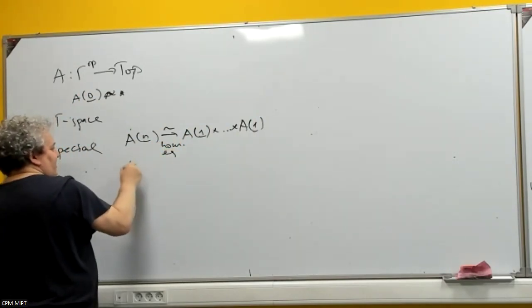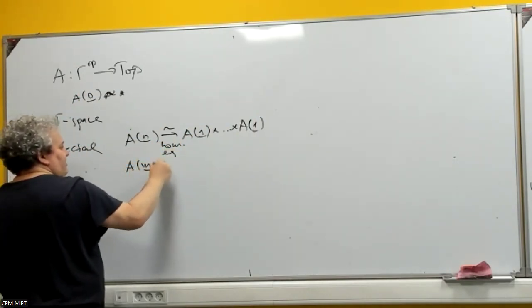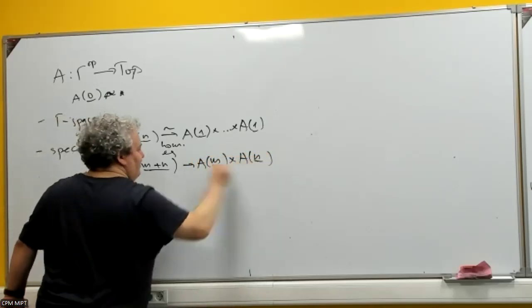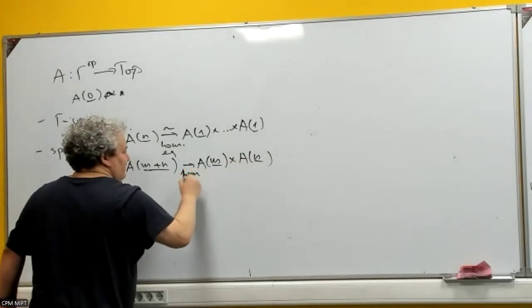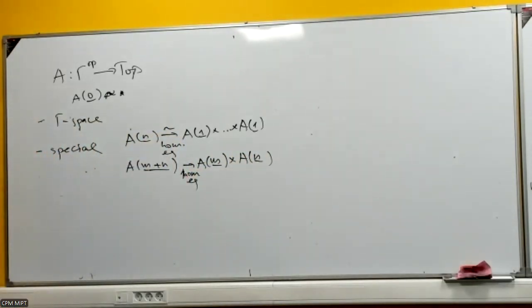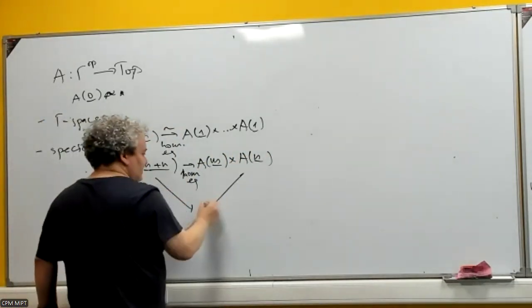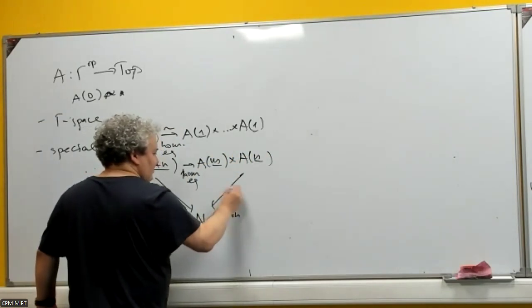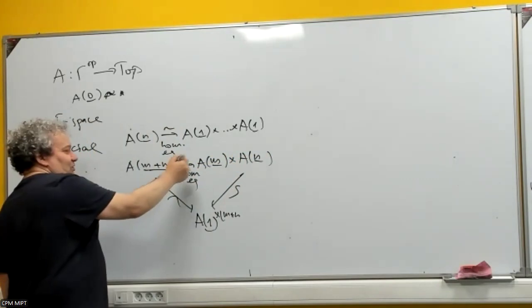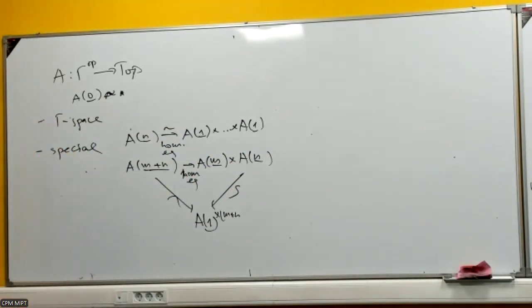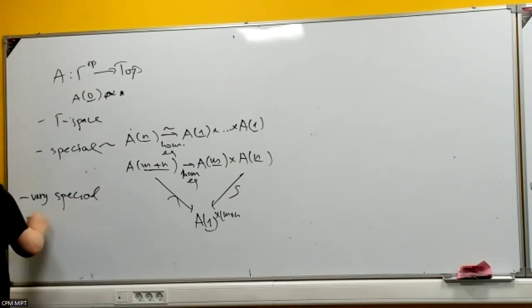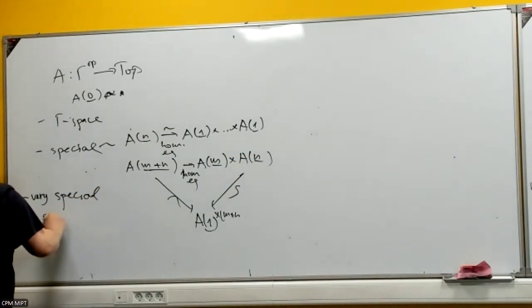By the way, it's the same as saying that the map A of m plus n to A of m times A of n, which you can easily define, is a homotopy equivalence, right? These are equivalent statements, because you can take both to A of 1 to the power n using plus n. If you know that these two are homotopy equivalent, then these two also are, right? So then it's special in this case, and very special if it's special plus group-like.